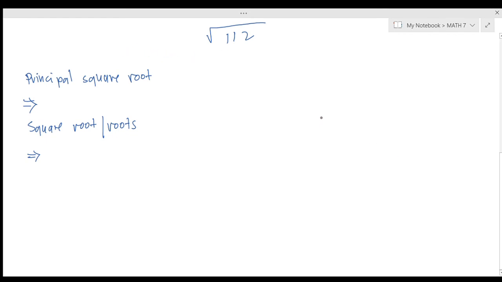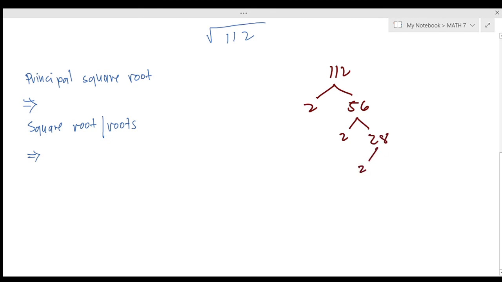So, kunin natin yung 112 and then gamitin natin yung factor tree or prime factorization. 112 can be divided by 2. And the result of that is 56. And also, 56 can be divided by 2. And the result of that is 28. Also, 28 can be divided by 2.